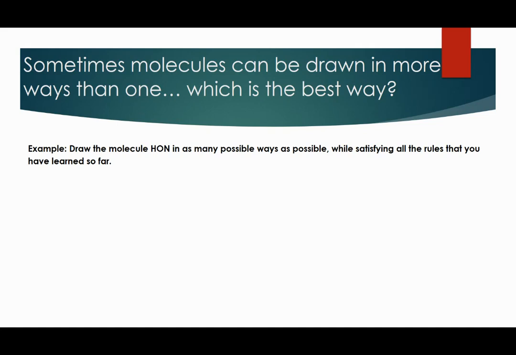Draw the molecule of HON in as many possible ways as you can while satisfying all of the rules that we've learned so far. Really the main rule that we want to make sure we're following is keeping a nice stable octet. So pause the video now and draw as many different structures of HON as you can.